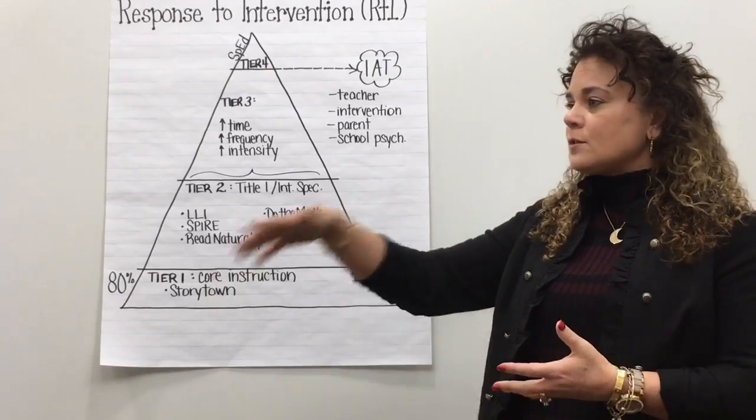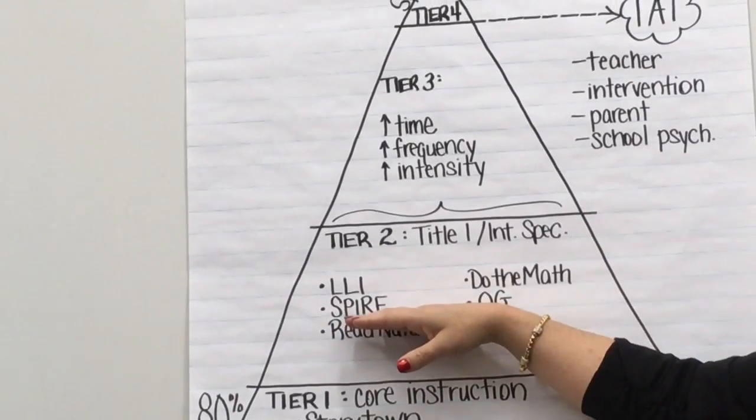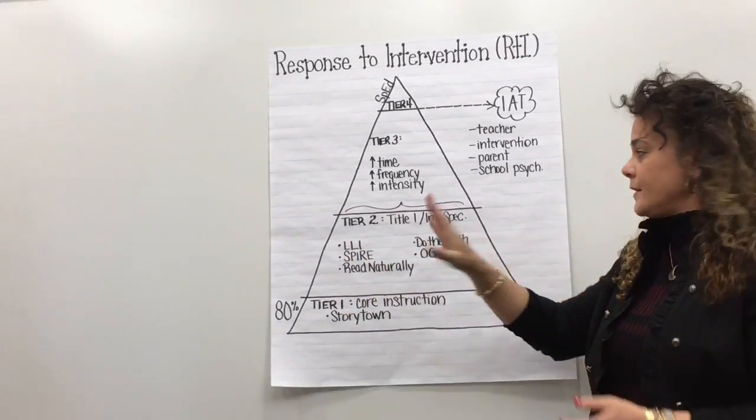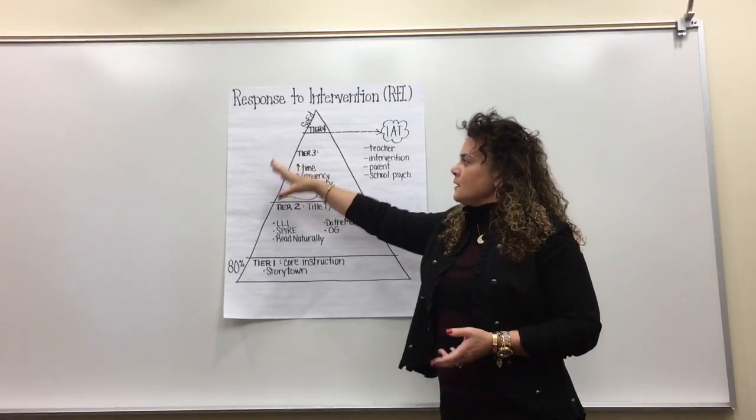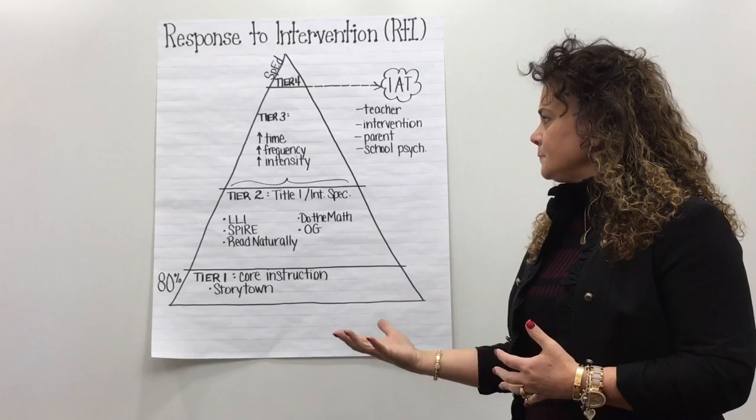Or might you need to put another layer on? Do they need LLI during the day with Title and Spire during the intervention block? Maybe you need two levels of intervention for that child. Continue to work with that child, progress monitor, looking at their data.